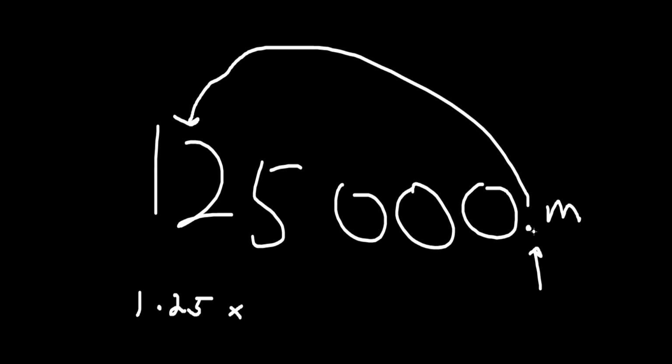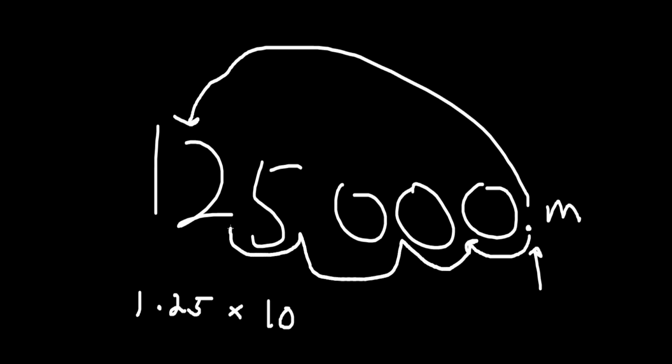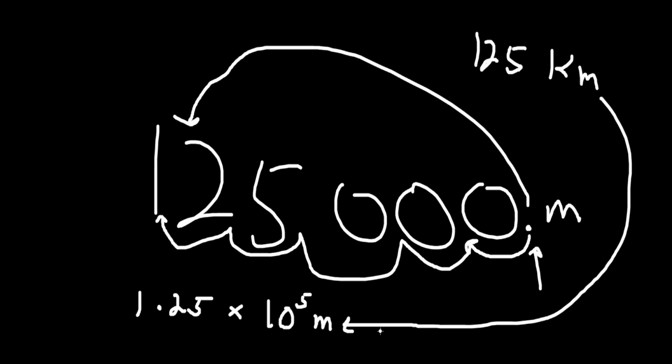Whenever you move the decimal to the left one place, you multiply by 10. So if we move it once, that's multiplying by 10 once, twice, 3 times, 4 times, 5 times. So we're multiplying by 10 5 times, and that's where the exponent comes in. So we can say 125 kilometers is just 1.25 times 10 to the 5th.